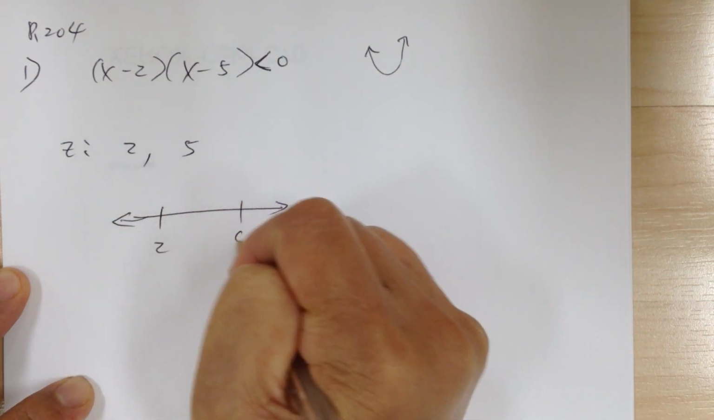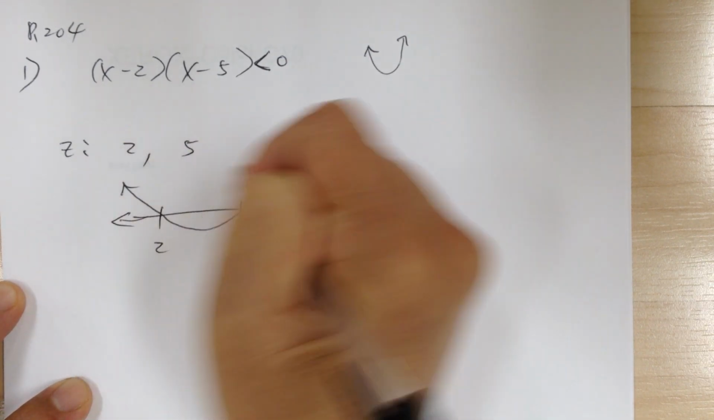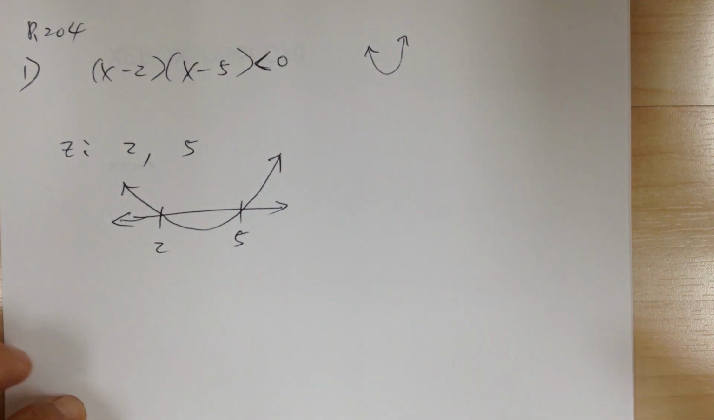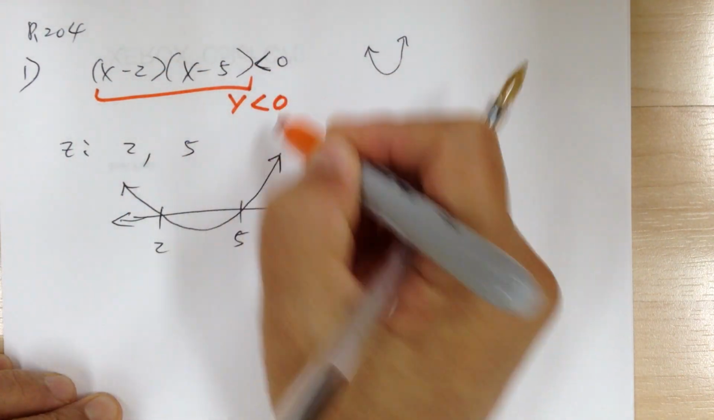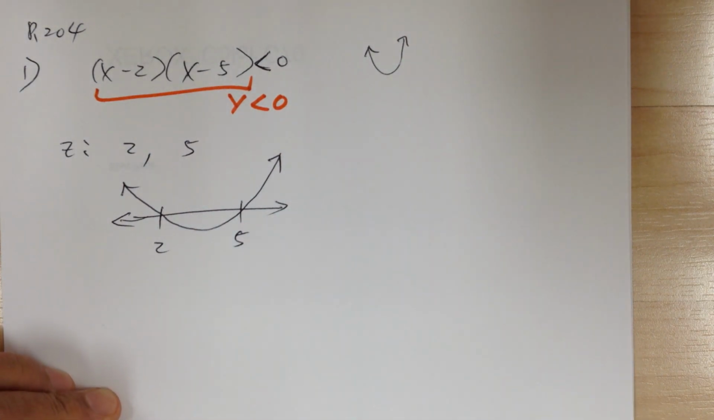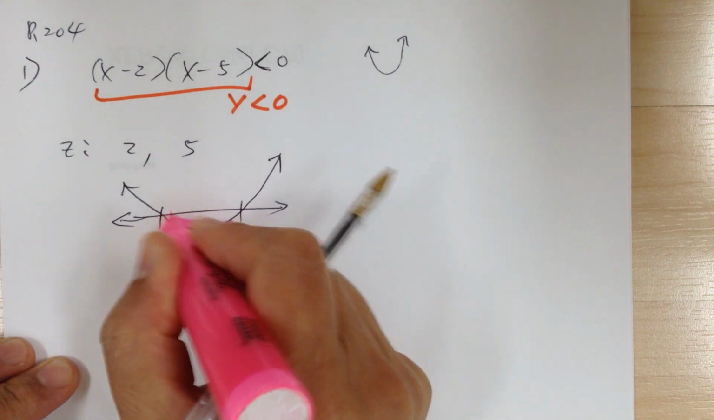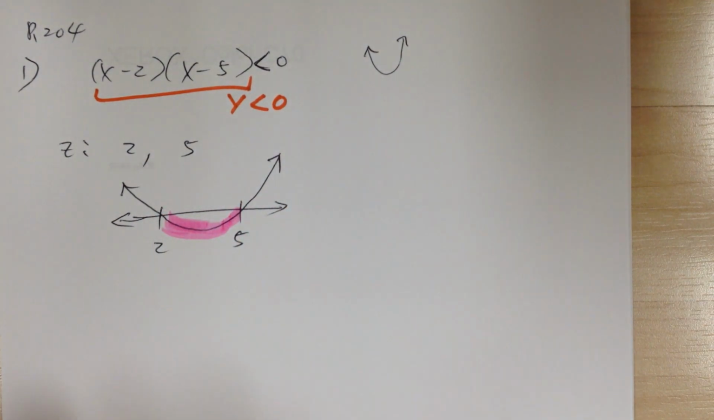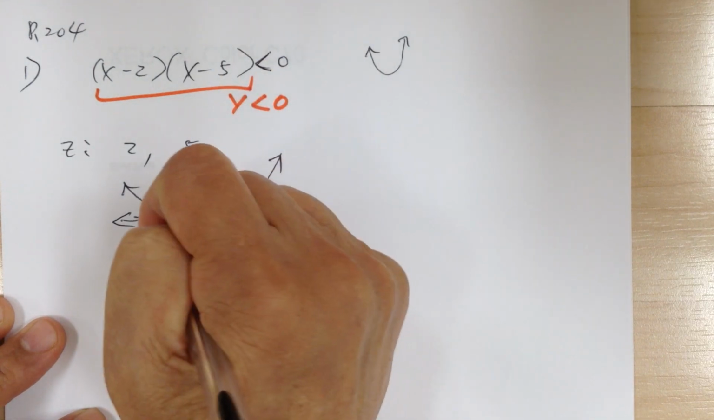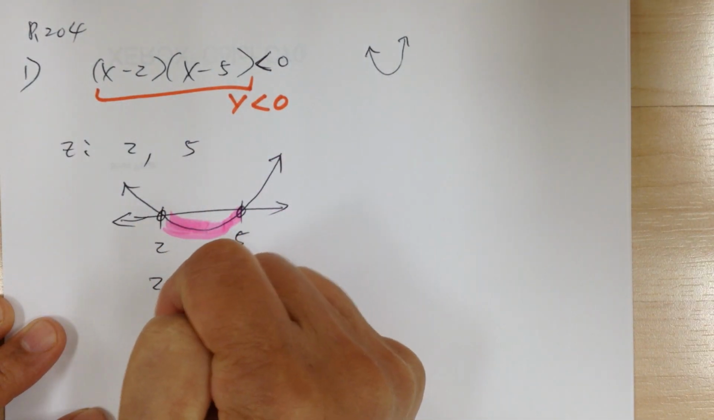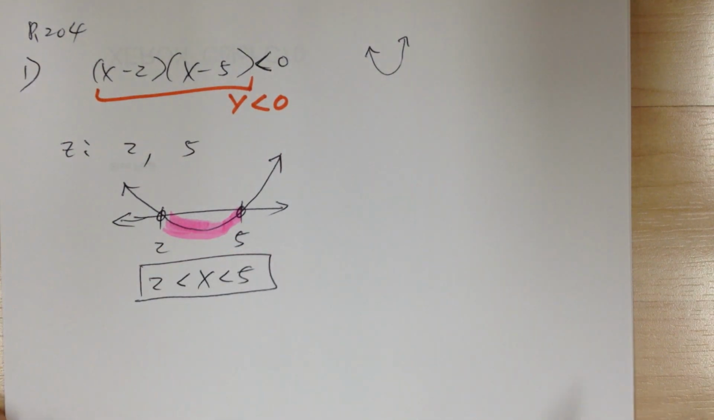So that's 2 and 5, and the graph is going to look something like this. Again, you have to think of this as a y. So y is less than 0. The part where y is less than 0 is this right over here. And these are strict inequalities, so it would be open circles. So the answer is 2 is less than x less than 5. And that's it.